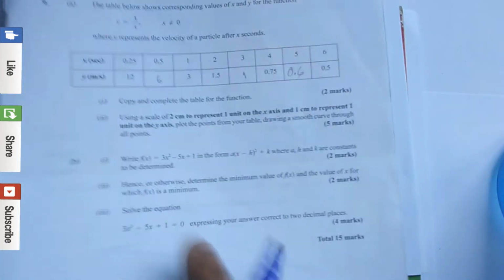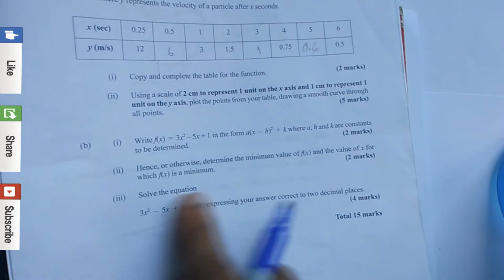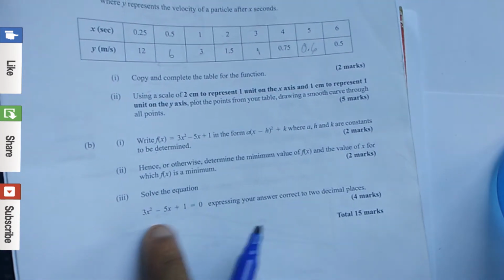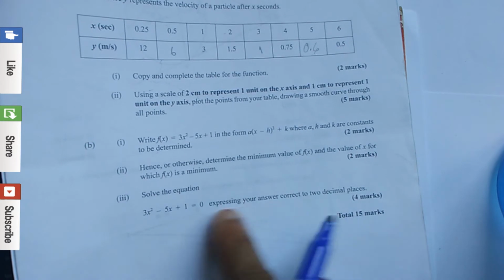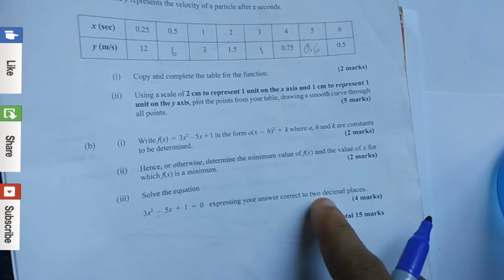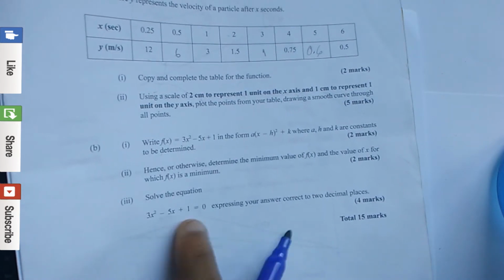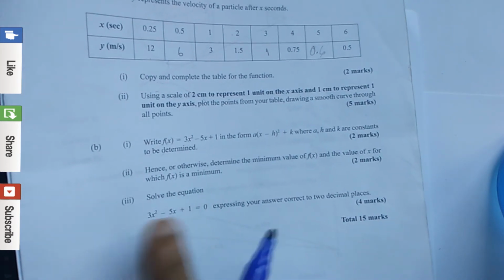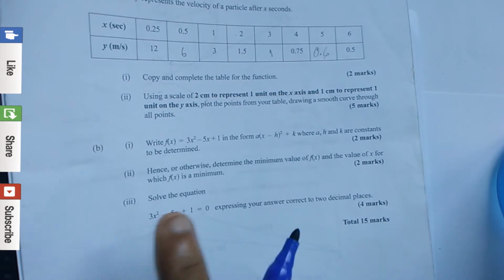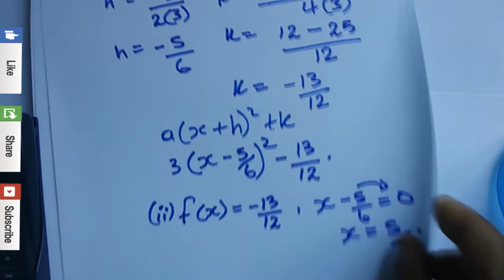So we have, as I said, this question, solve the equation. Once they tell us that we're supposed to express our answers correct to 2 decimal places, that means we cannot factorize this function. It cannot be factorized, so you need to use the quadratic formula. So I'm going to be doing that.